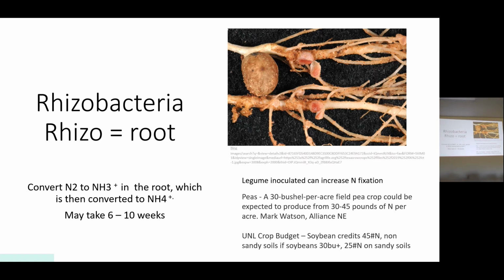UNL says that you can take a 45 pound credit if you don't have sandy soils, if your soybeans produce 30 bushels or more. If you're on sandy soil, they recommend 25 pounds of nitrogen credits. So if producers aren't taking those nitrogen credits for their soybeans in their rotation, this would probably be a great year to start doing that.